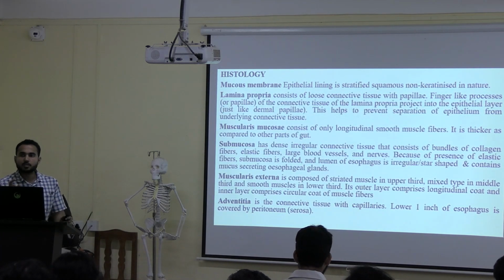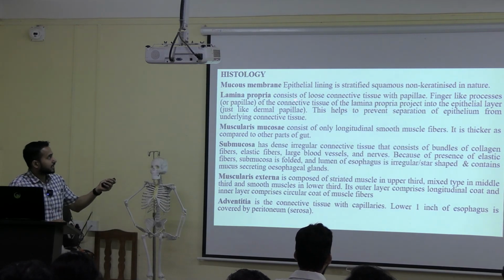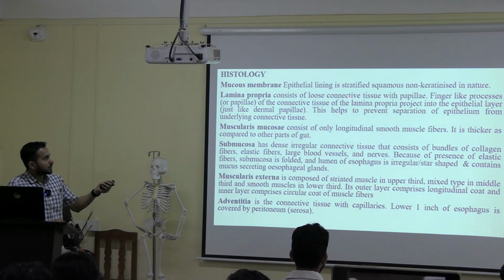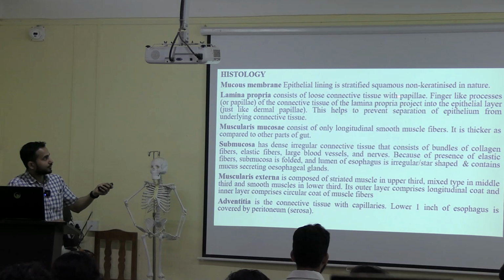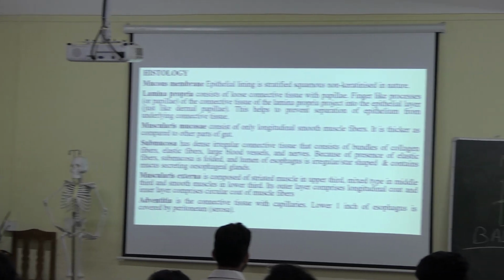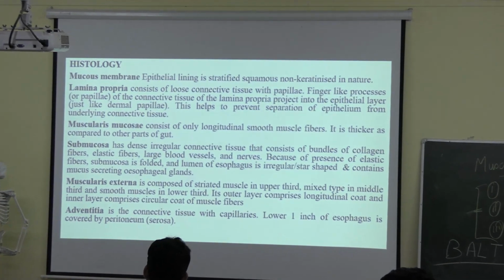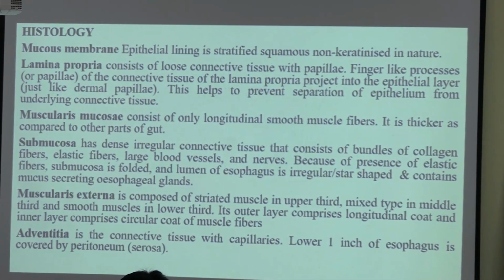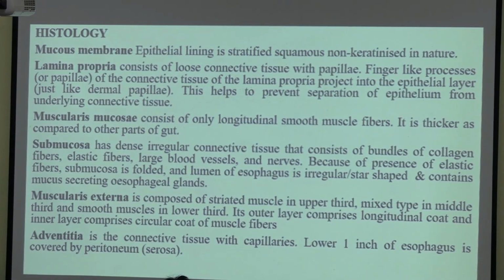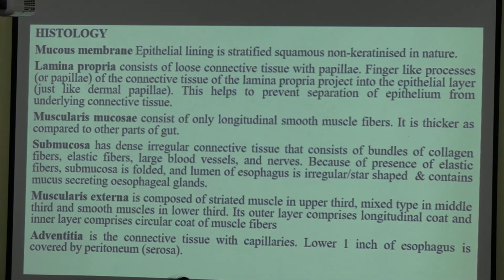Now there are some important points related to the esophagus. First of all, the lamina propria of loose connective tissue is in the form of papillae, that is, finger-like processes, going deep into the lining epithelium. These papillae project into the epithelial layer. As a result, they hold the epithelial layer and prevent its separation.